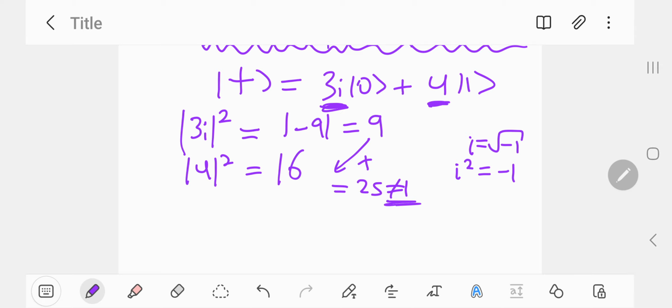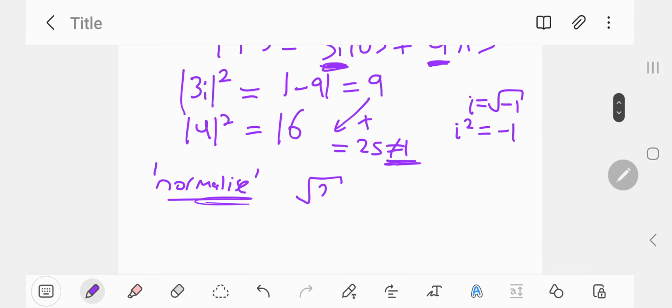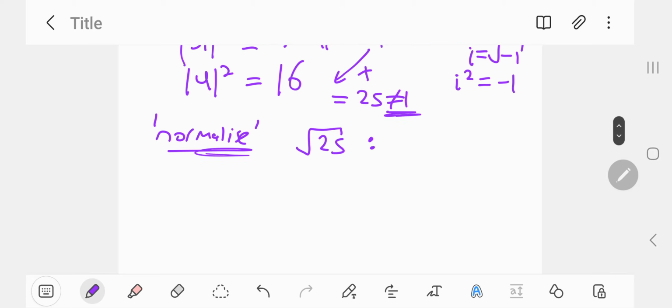So how do we go about rectifying this? We need to normalize this quantum state by taking the square root of 25 and dividing each component, the 3i and the 4, by the square root of 25, and take the modulus squared as we did before. So here's what we do. The square root of 25 is 5, so we're dividing by 5.